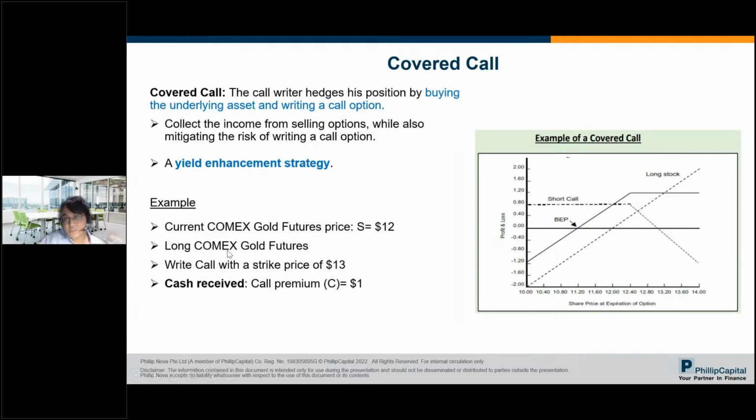We long the COMEX gold, and we also write a call with a strike price of $13. So instead of paying premiums, we actually receive premiums of $1. So our profit formula will be given by this.